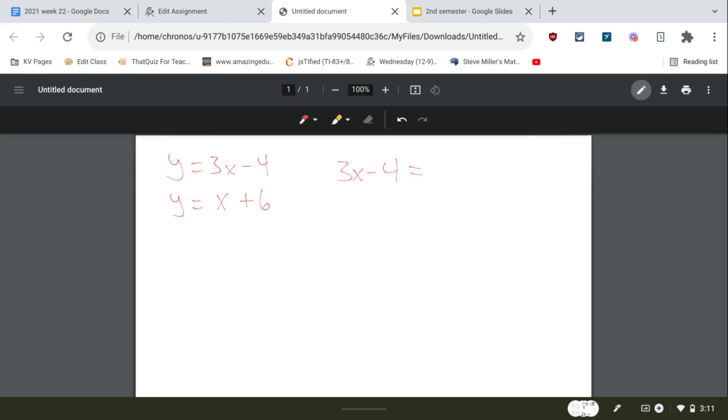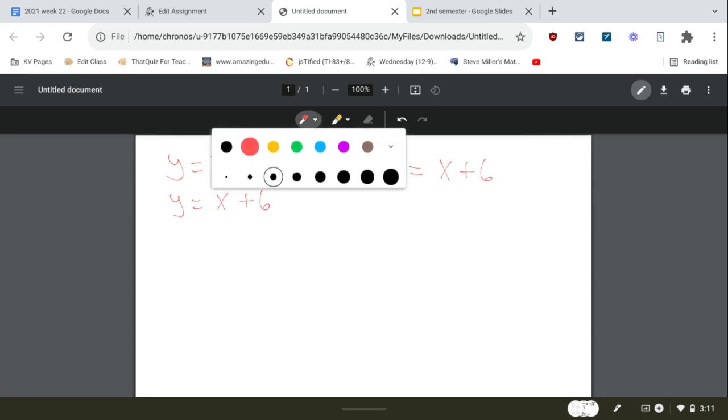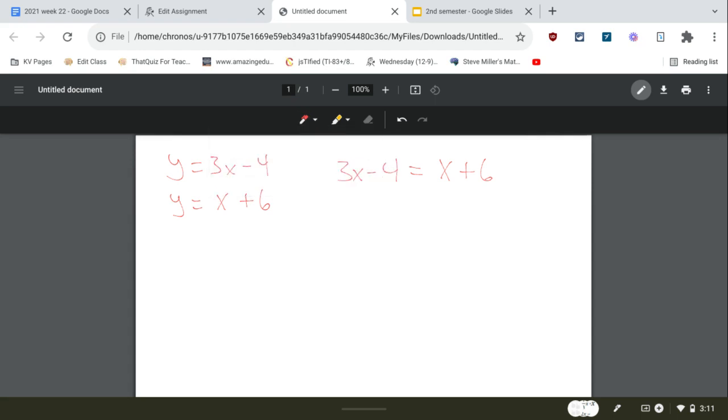If 3x minus 4 is equal to y and x plus 6 is equal to y, then there must be some value where they are equal to each other. Now we can just solve this like we used to. I've got an equation with variables on both sides, so I'll move all my x's onto one side of the equation, and my regular numbers to the other side.